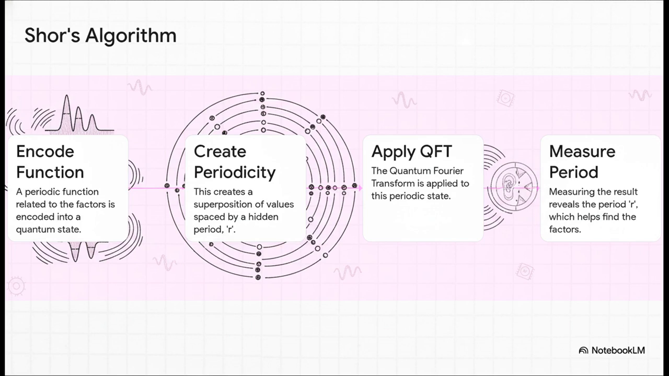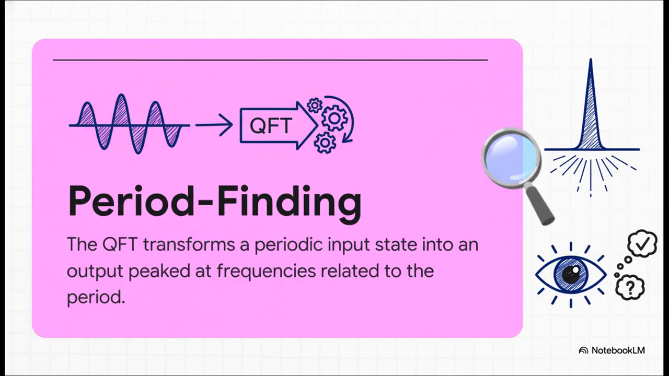Shor's algorithm is pure genius. It cleverly turns the hard problem of factoring into a much easier problem: finding a hidden rhythm. Here's how it works. It encodes a special function into a quantum state. And the rhythm, or the period of this function, is mathematically tied to the factors we're looking for. Then the QFT comes in, acting like that perfect ear, and it just listens to the quantum state and pinpoints that hidden period. Once you have the period, a little bit of classical math is all it takes to find the factors. It's incredible.